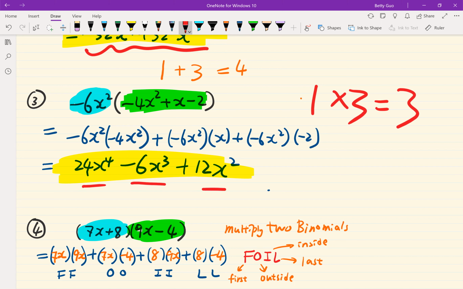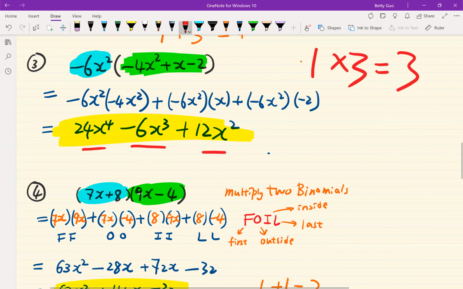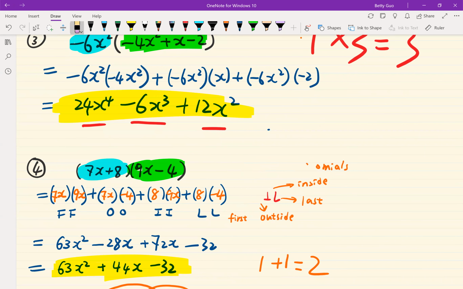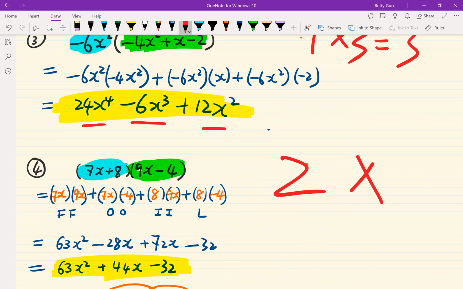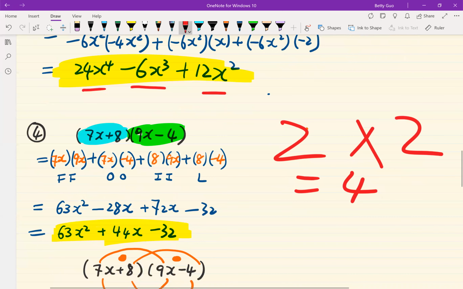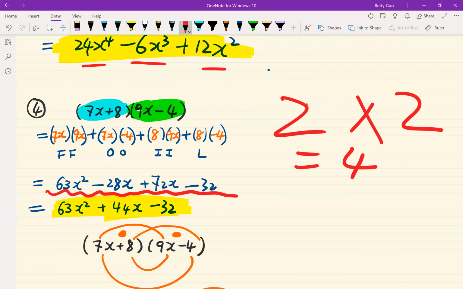Do you see that? So you multiply the number of terms in the 2 polynomials, and you will know how many terms are in the expansion. Okay, number 4. How many terms in the blue? 2 terms in the blue. How many terms in the green? So the expansion has 4 terms, right? Before you simplify, you do have 4 terms. Of course, after you simplify, you have 3 terms. So that's the reason I said expansion.